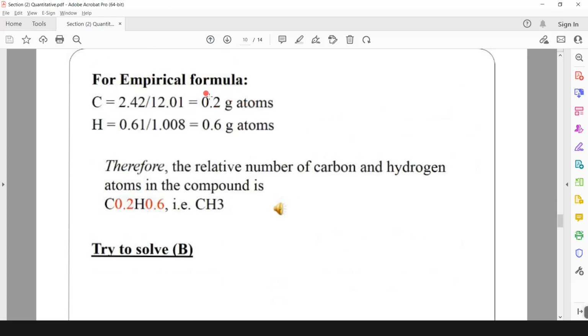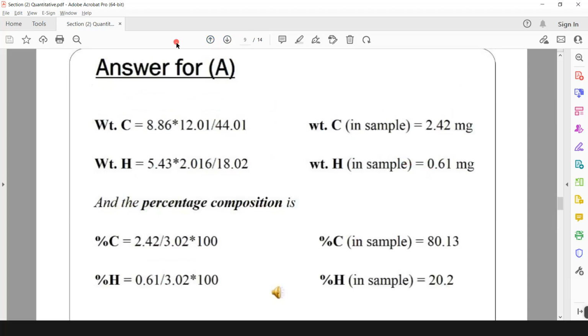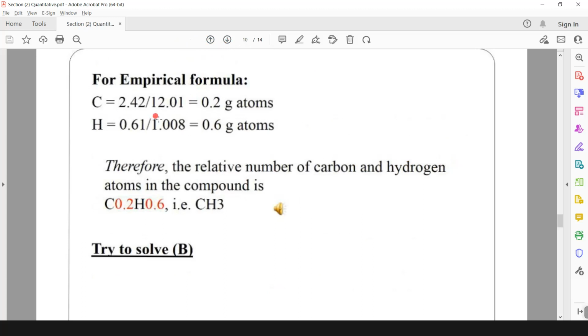This is the number of atoms. Also hydrogen, weight of hydrogen 0.61, divided by the atomic weight of hydrogen, which is equal to 1, will give me the same number, 0.6. I take these numbers to write a formula: C 0.2, H 0.6. What do I do after this, the second step? I should divide by the smallest possible number. I will divide both of them by 0.2, which gives us CH3. This CH3 is my empirical formula.